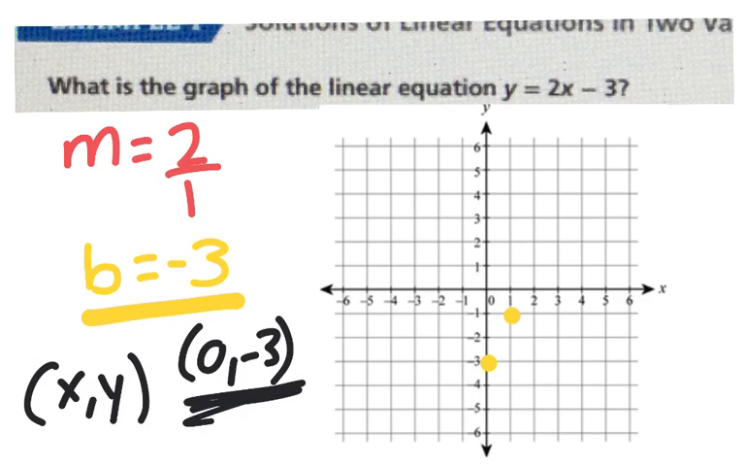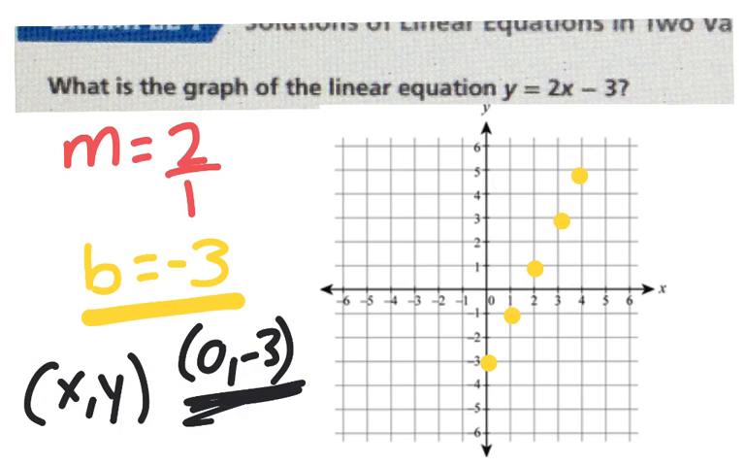Now, how many times can you rise and run? As many as you want. You have to have at least 2 points, but if you are a very sloppy drawer like I was in high school, the more points the better. So I would rise 2 again and run 1. Rise 2, run 1.